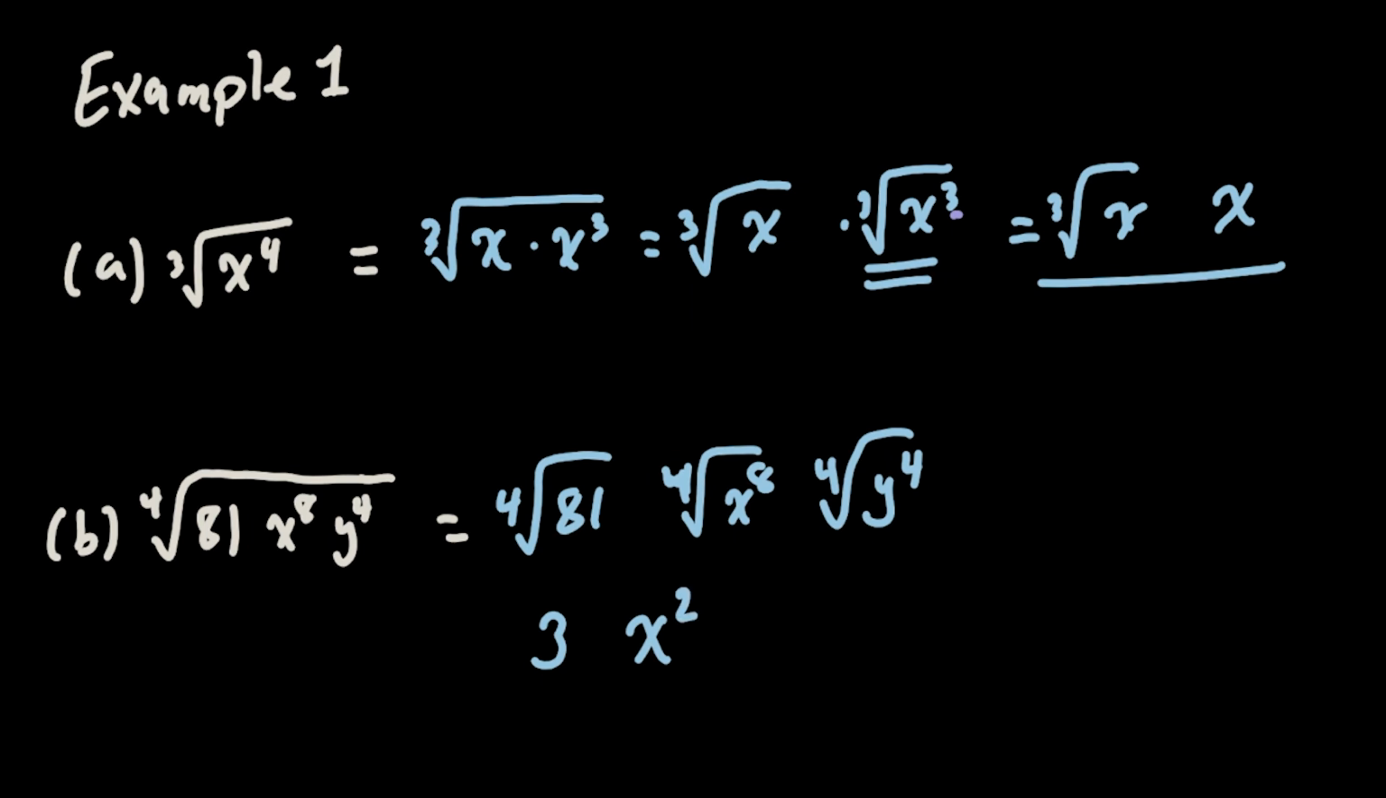And since the powers here are 8 and 4, we will get x to the power 2, because we are just dividing 8 over 4, and it's nothing but 2. And here we have y to the power 4 inside the fourth root, so we will get the absolute value of y.